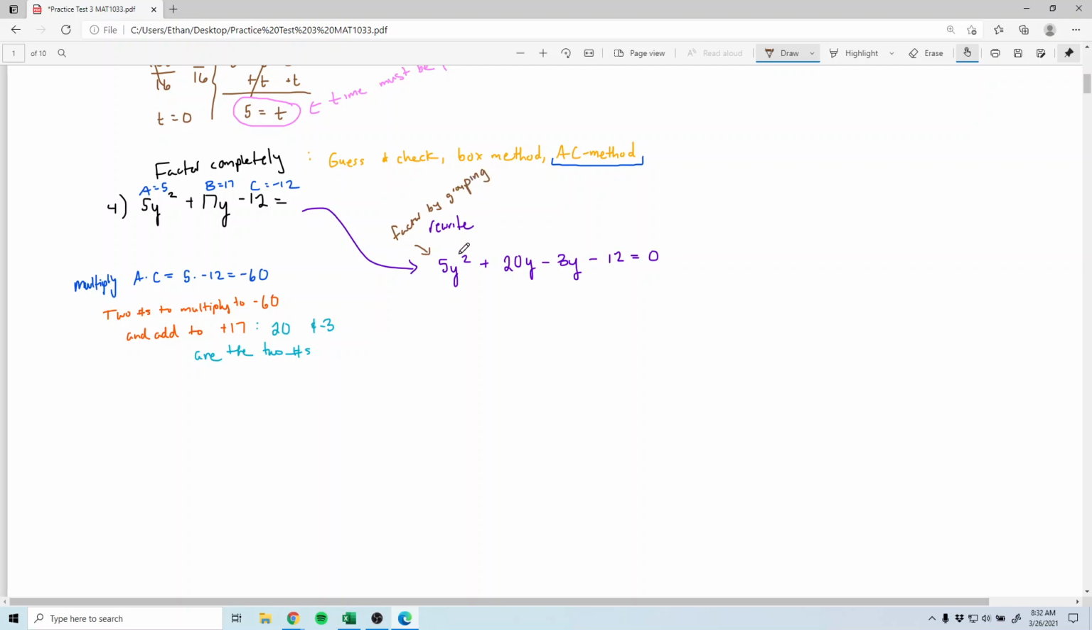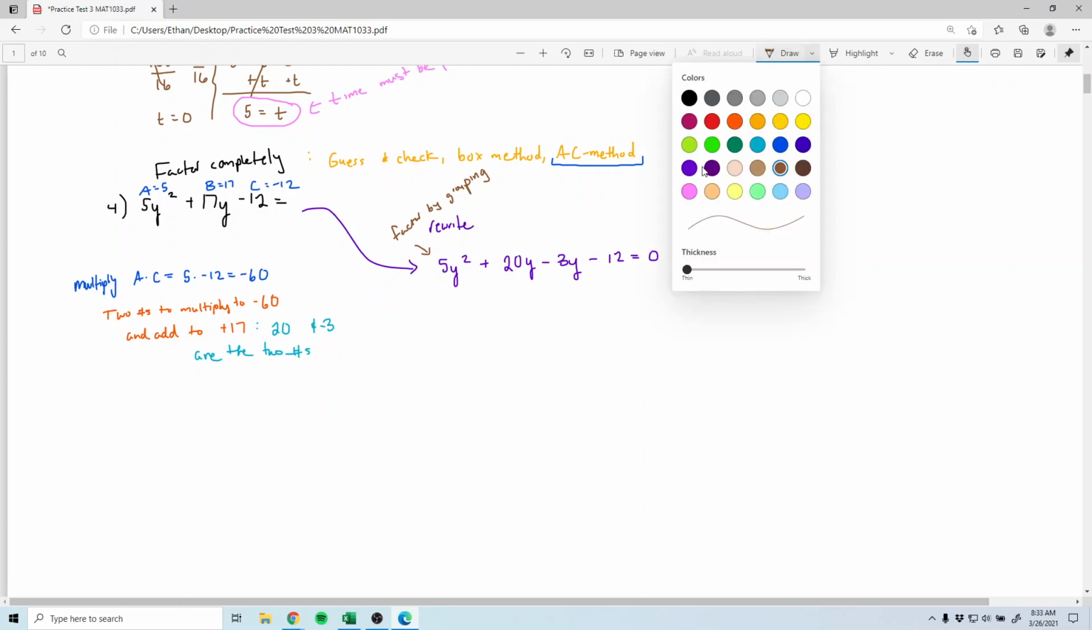And I guess one thing that can be a cause for concern is, what if you did negative 3y first and 20y second? You'd still factor it by grouping and get the same answers. So it's all right. I just did 20y because I wrote 20 first, but I could do minus 3y. Right, I'm going to do factor by grouping.